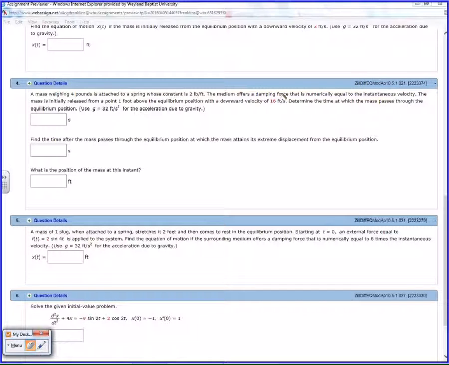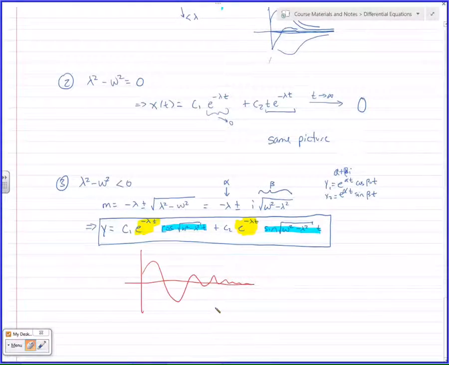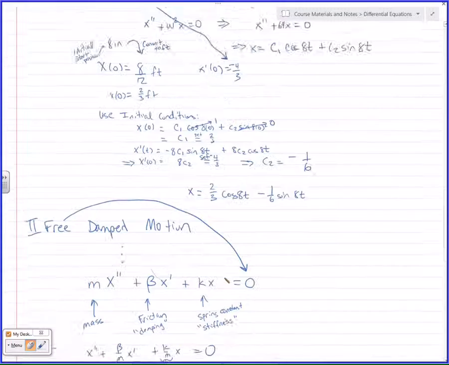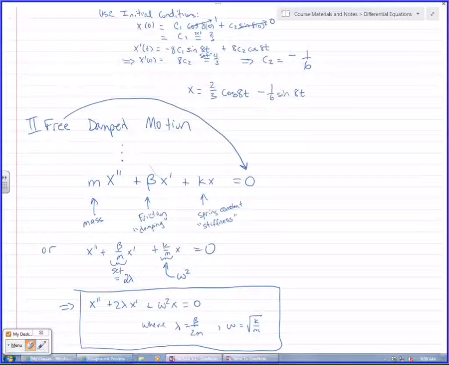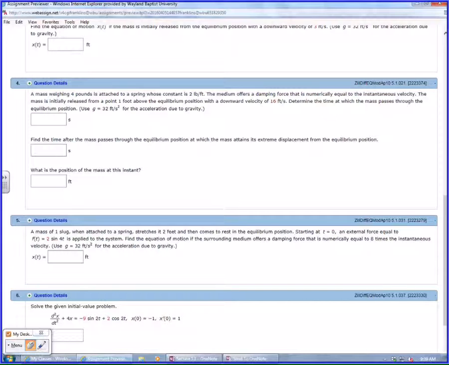Your force for friction or damping is numerically equal to instantaneous velocity, 1. If you go back and look at the derivation of the original model equation, notice your damping force is a proportional constant times your velocity. So we're saying it's exactly the same as your velocity, then beta is going to be equal to 1. K, they tell us outright, is 2. We're going to need to find the mass using the fact that it is 4 pounds.